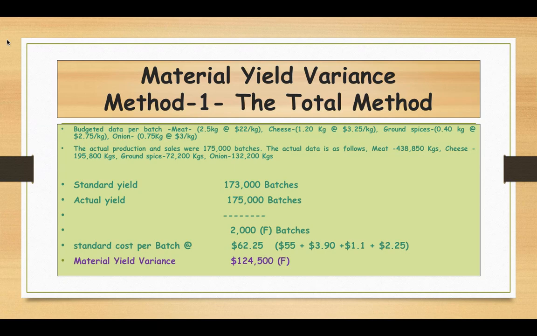So the yield variance in money value will be 2,000 favorable batches times the standard cost per batch, which is $62.25. So the material yield variance is 2,000 times 62.25, which is $124,500 favorable.